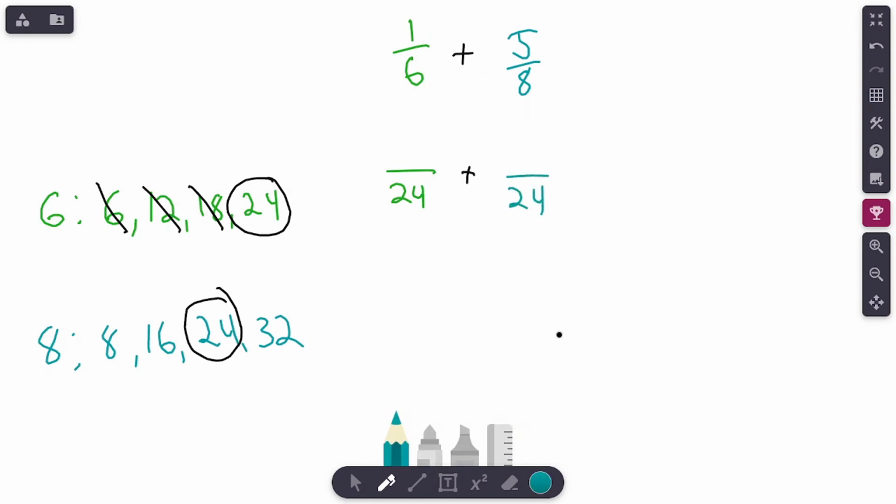Now let's create some equivalent fractions here. 1/6 is going to have a denominator of 24. 6 times what? 1, 2, 3, 4 gives us 24. If I multiply the denominator by 4, I got to do the same thing to the numerator and multiply it by 4. And 1 times 4 gives me 4.